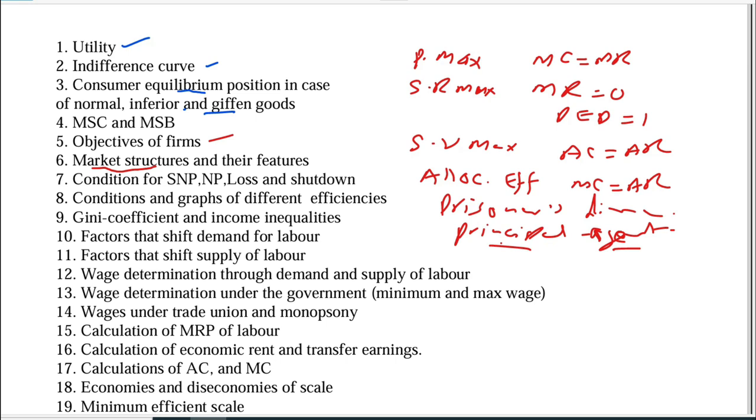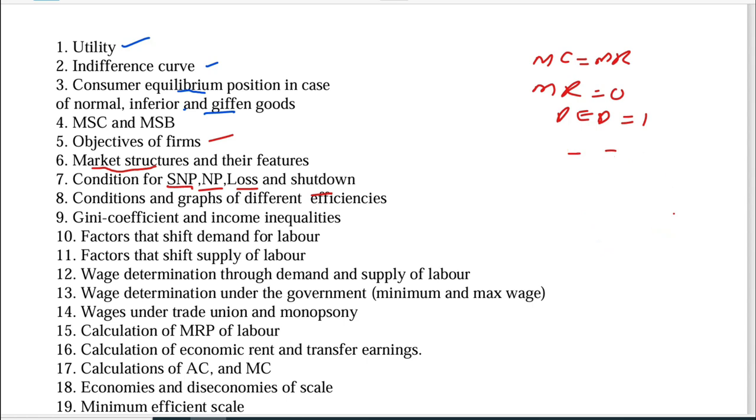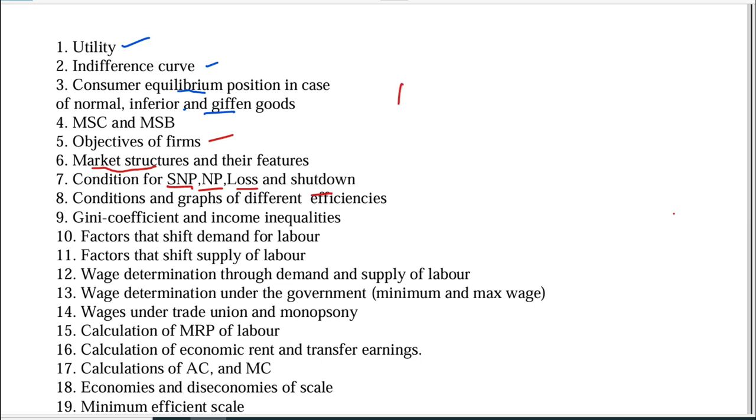Then you must know the conditions of supernormal profit, normal profit, loss and shutdown. Supernormal profit is basically an excess of revenue over expenditure, like total revenue is greater than total cost, or average revenue is greater than average cost, or price is greater than average cost, right? So this is the basic condition of supernormal profit. Supernormal profit is earned when total revenue is greater than total cost, average revenue is greater than average cost, or price is greater than average cost. Okay? So these are the conditions for supernormal profit.